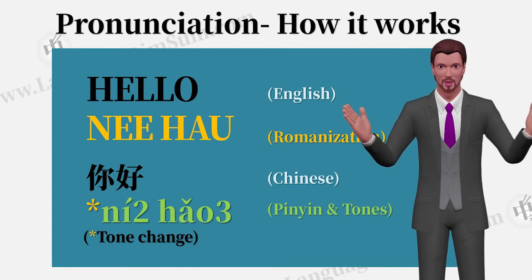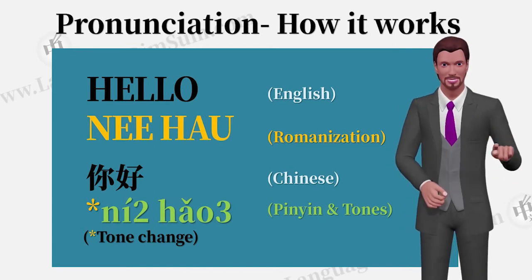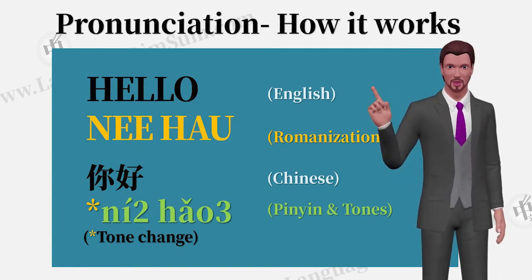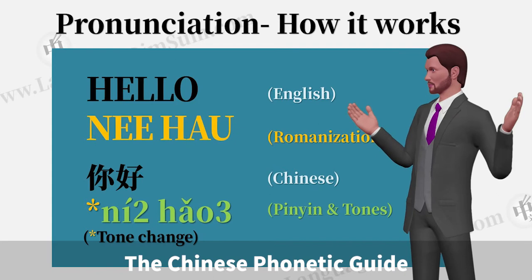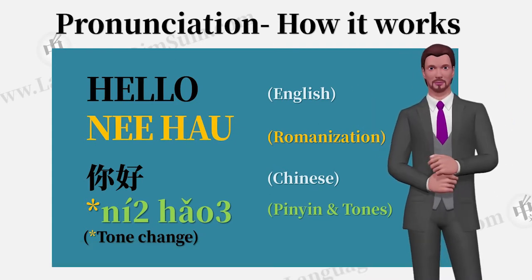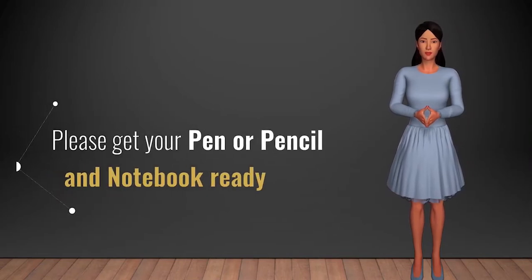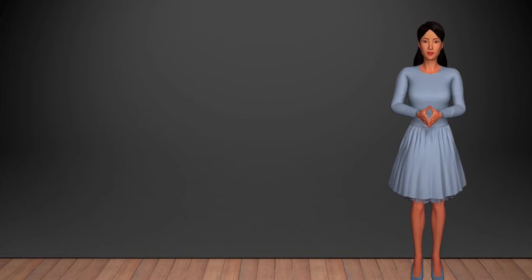The tones in Chinese are very important, as they can change the meaning of each word. Each tone is allocated a number from 0 to 4. This will help you to pronounce the words correctly. Take note, if an asterisk is used, the tone has changed. Please read the tone according to the number system provided. Please refer to our video, The Chinese Phonetic Guide, for more information. Let us begin. Now if you are ready, please get yourself a pen or pencil and a notebook, and let's get started.